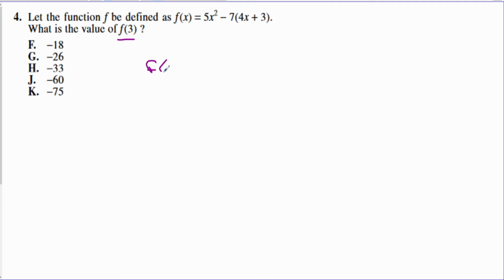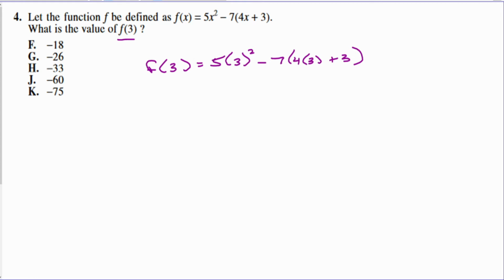F of 3 is equal to taking this expression and plugging in a 3 anywhere that I see x. Okay? And then we just have to be careful that we do our order of operations correctly. Okay? So it's going to look like this. So I replaced the x in x squared with a 3. And I replace the x next to the 4 also with a 3.